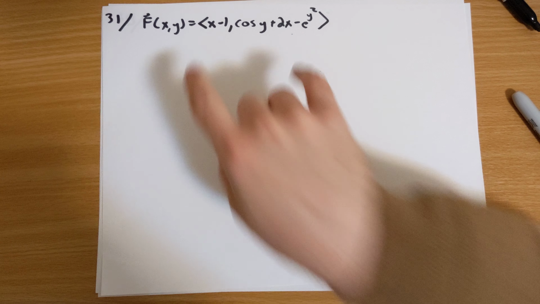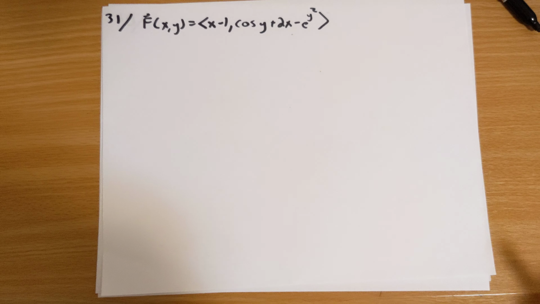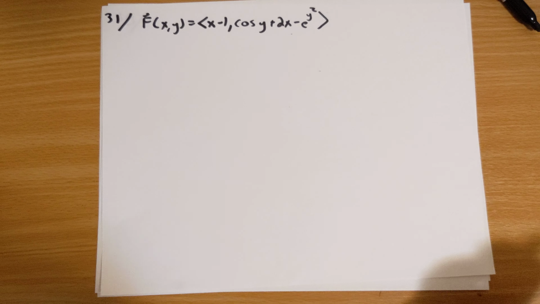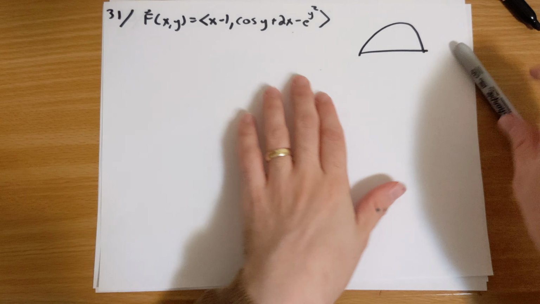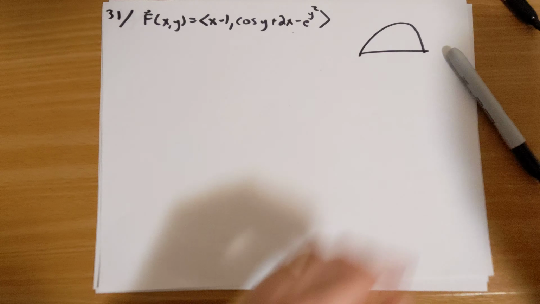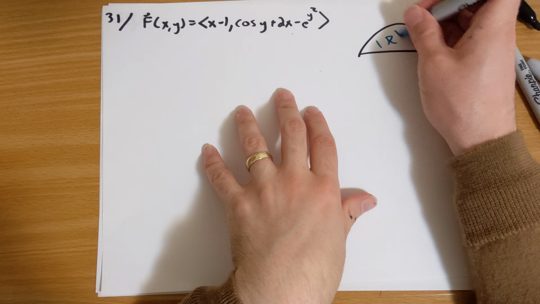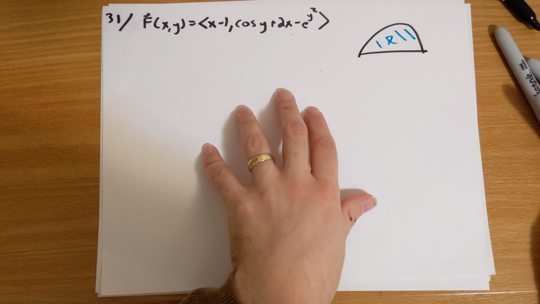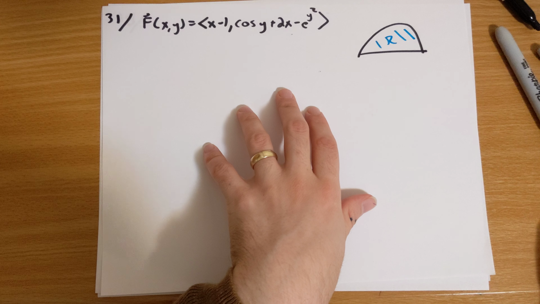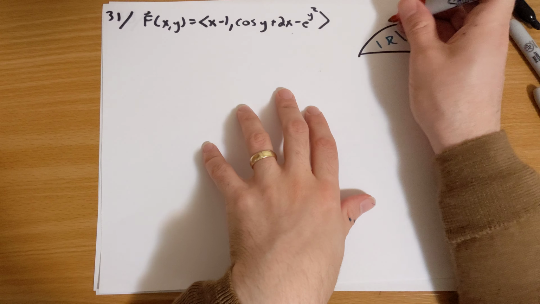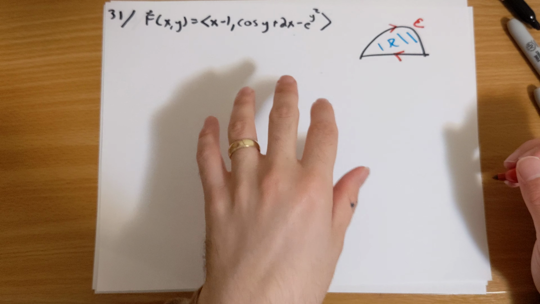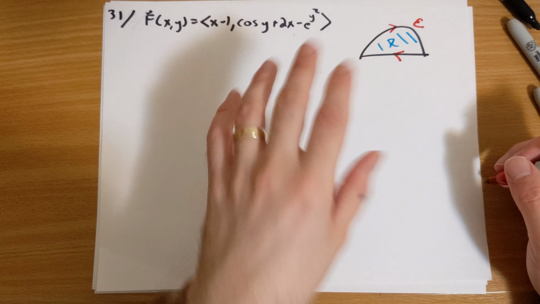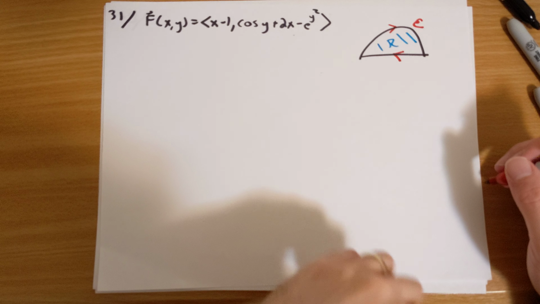Problem number 31. We're given this vector field right here, (x − 1)cos y + 2x − e^(y²)... We have the following picture here. So R is this region. It is a semicircle, semi-disk, I guess I should say, solid. C is the boundary. And note that C is oriented the opposite of how we usually want it to apply Green's theorem. So C is going clockwise here.